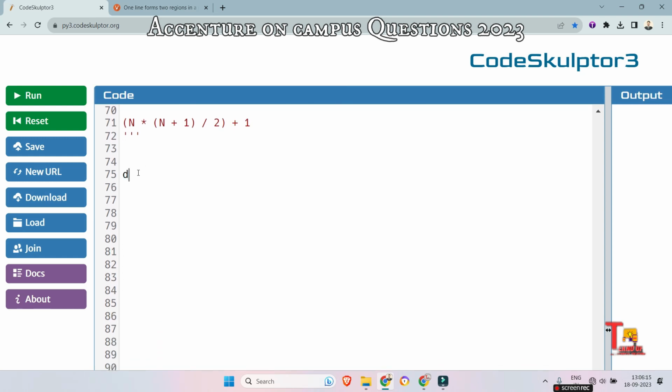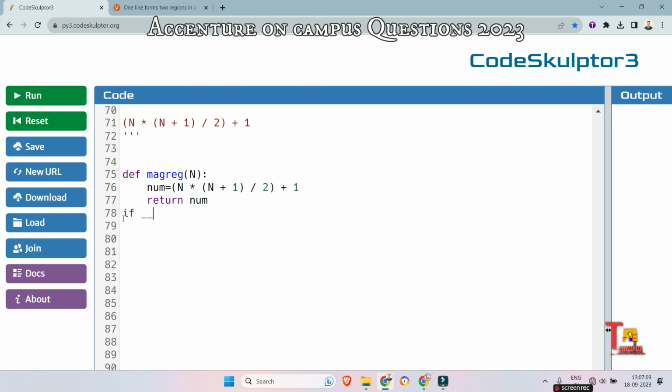At first, define a function max_regions, taking n, the number of lines. So num is equal to the formula. Sorry, this should be n. Now just return num, this will be fine. Now let's take the input.